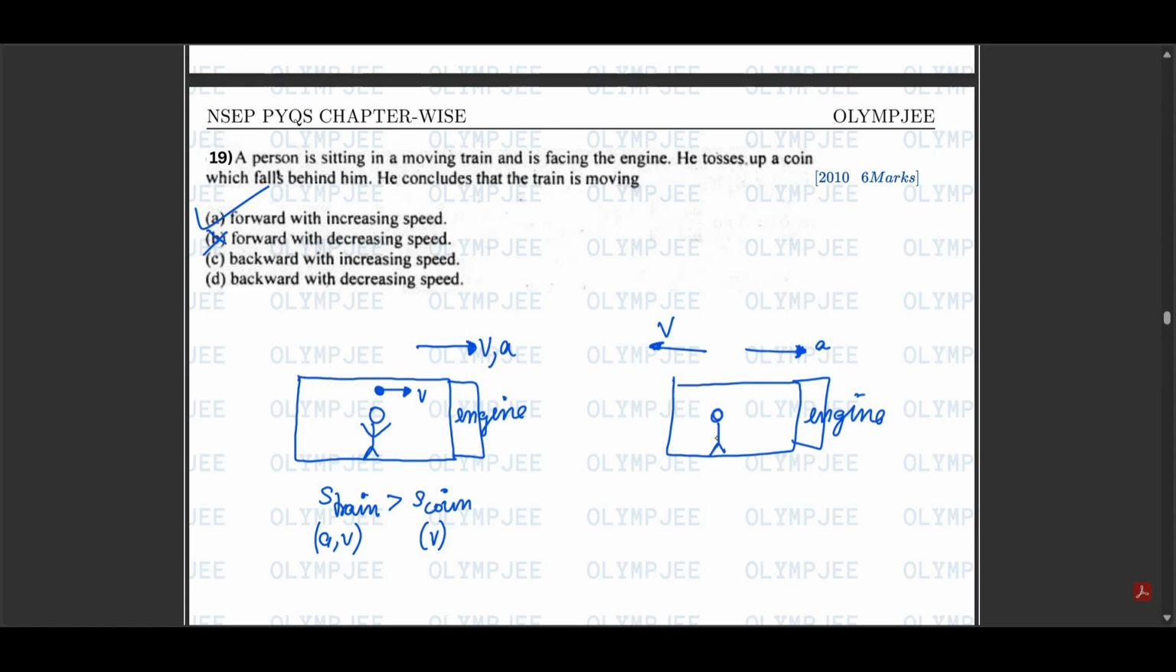So if a person is facing the engine and the velocity is in this direction, the coin will move some distance here and the train will move in this direction, but it will move less, right? So the coin will move a greater distance on the left side, right? So the coin will move behind the person. So option D is also correct and option C is wrong. This was a nice question, and if you have any doubt, you can ask me.